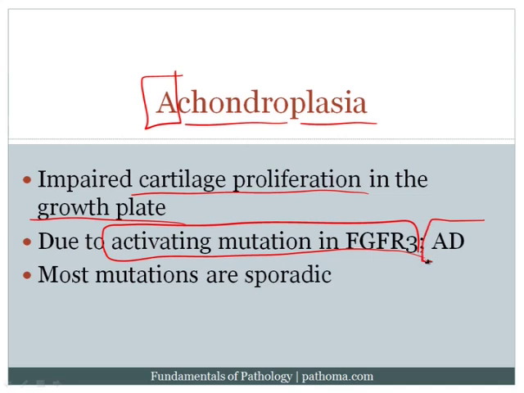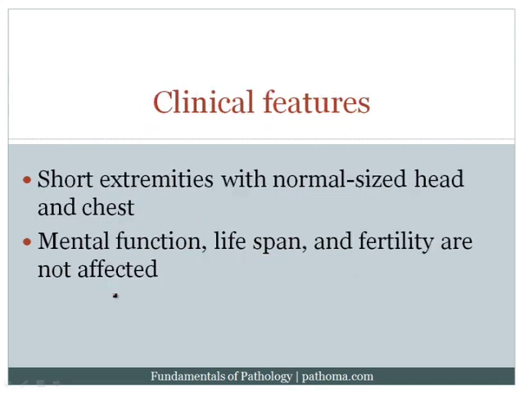This is autosomal dominant. The mutations are related to increased paternal age, and most mutations are sporadic. The result of achondroplasia will be that the patients will have short extremities with normal-sized head and chest. This is very high yield, and it goes back to embryology.